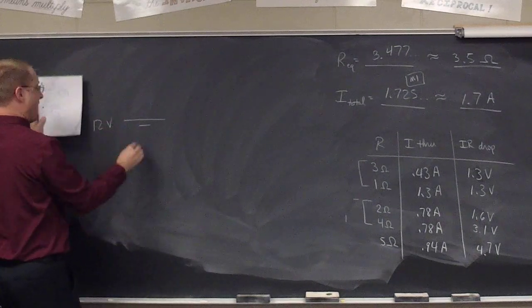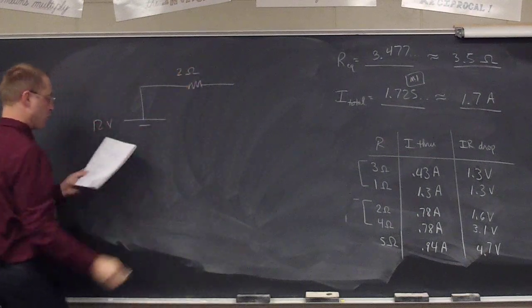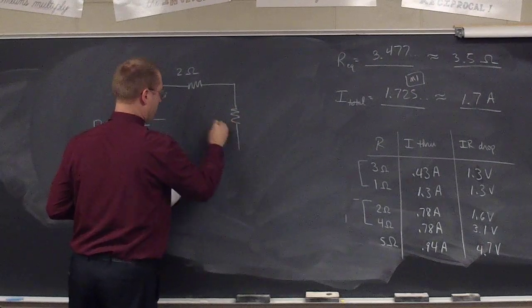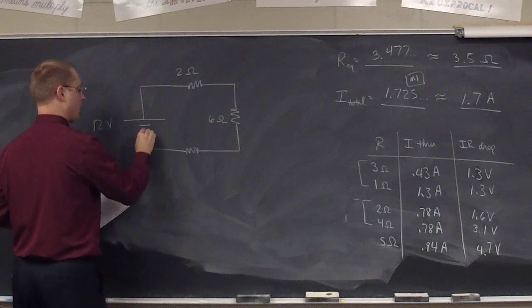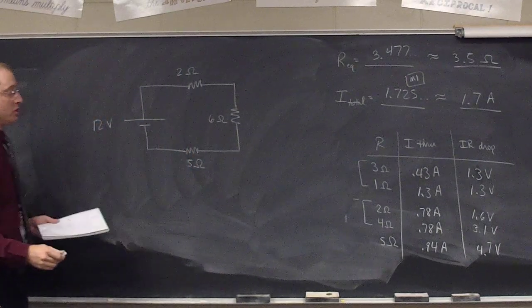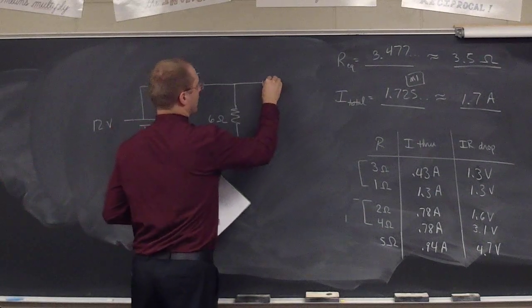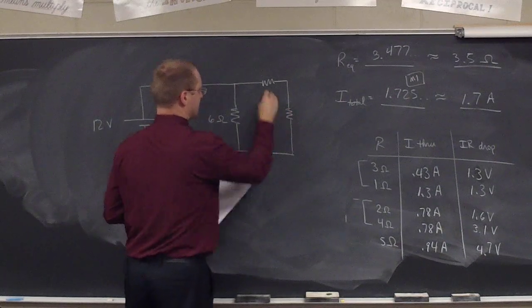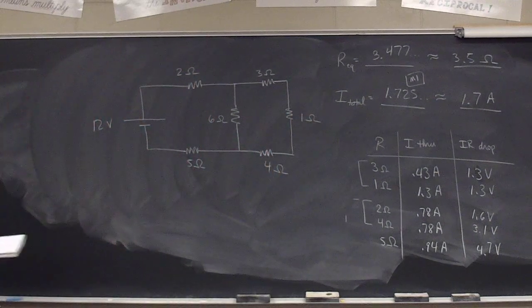We're going to have a 12-volt battery. Current's going to start off going through a 2-ohm resistor, down through a 6-ohm resistor, and back through a 5-ohm resistor to the battery. We're going to add an additional branch onto the side here, and this branch is going to have 3 separate resistances of 3 ohms, 1 ohm, and 4 ohms. Analyze this network for extra credit.